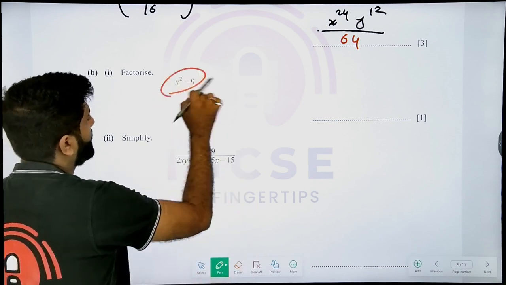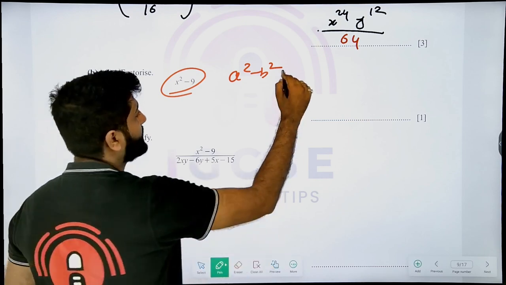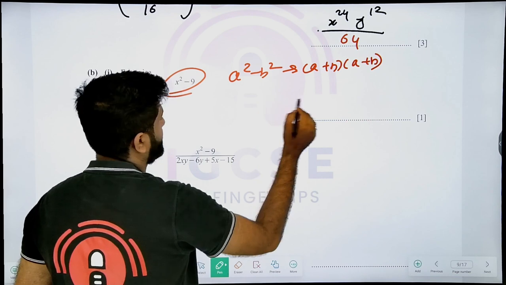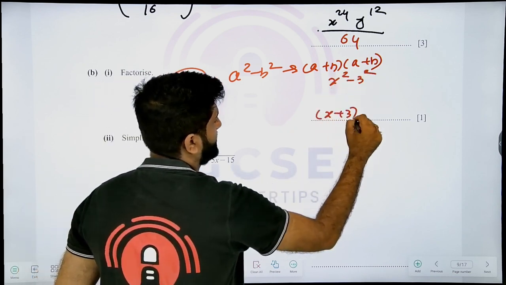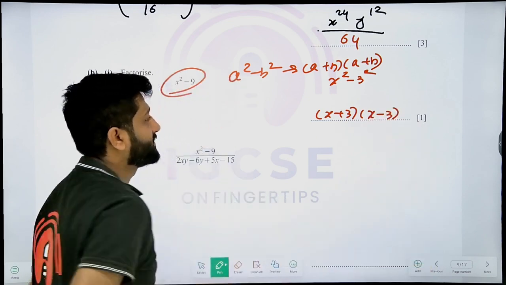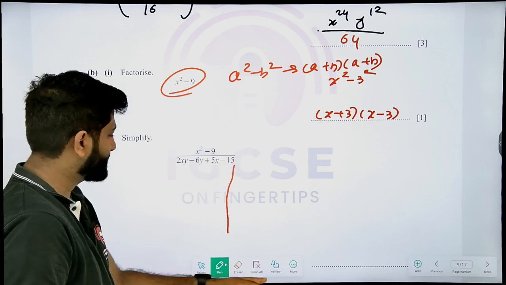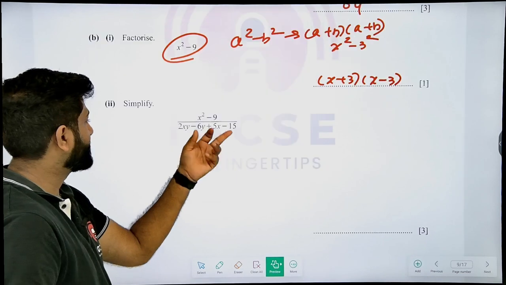Next, I have to factorize this. So guys, I know x square minus 9. This is a square minus b square. I can rewrite this as a plus b into a minus b, which is, what? x square minus 3 square. So x plus 3 into x minus 3. Now for the next question, again we do have to factorize this.